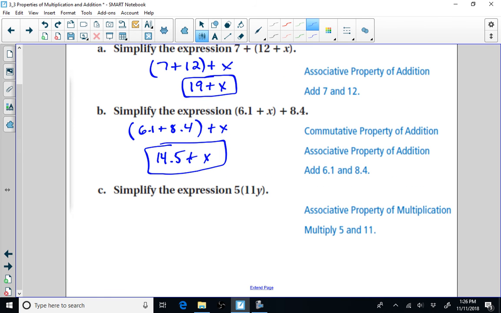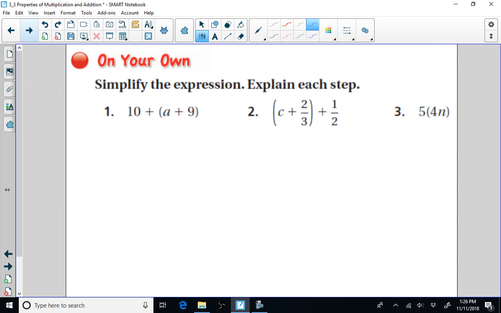If I want to simplify this expression, I can use the associative property here because I can just change the grouping. Instead of 11 and y being grouped together, I'm going to group together the 5 and the 11, and then I'm multiplying that by y. Notice the order didn't change: 5, 11, y. Just the grouping changed. That's an example of the associative property. Then I can multiply 5 times 11. That's going to be 55y, my simplified expression.